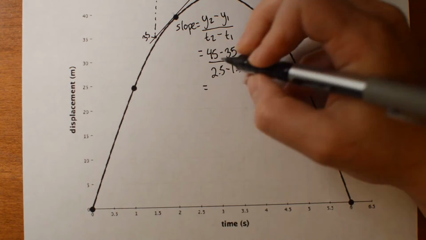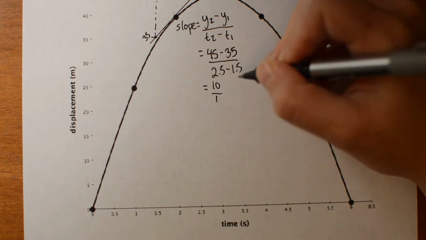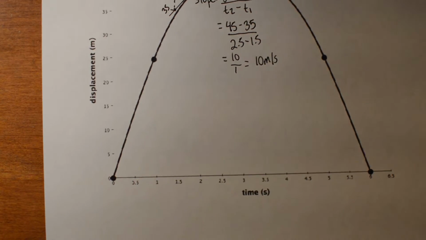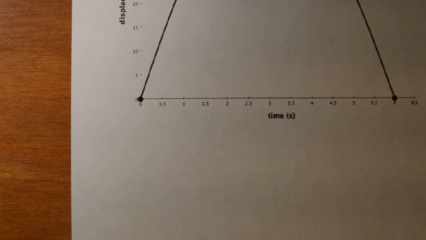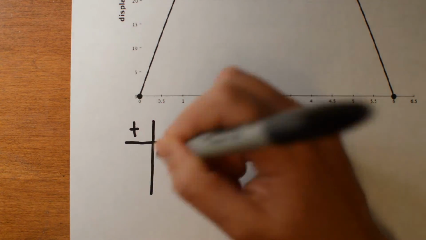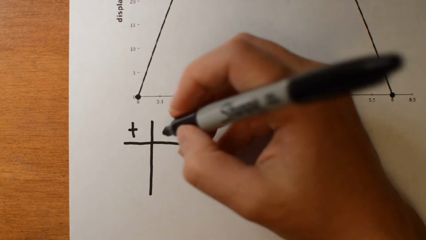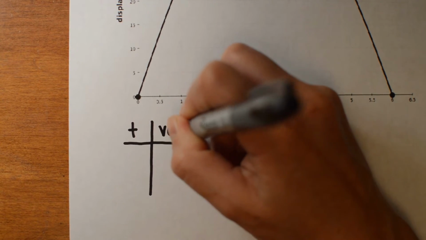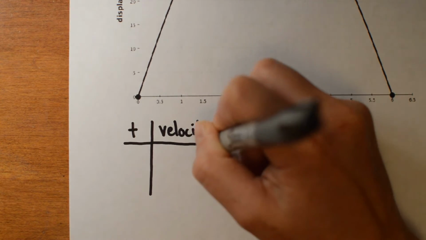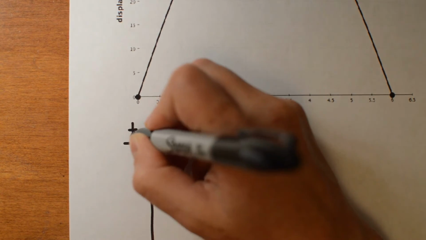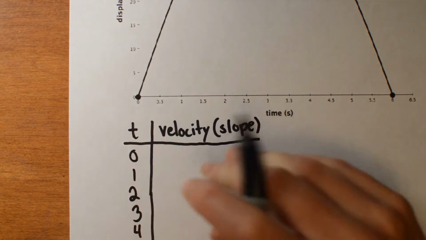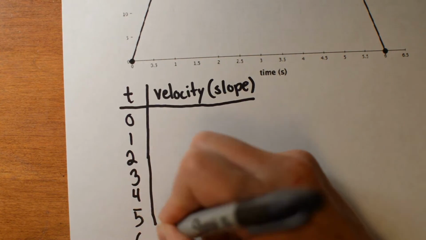Here we are. Okay, so 45 minus 35, that's 10. 2.5 minus 1.5, that's 1. So my slope is 10 meters per second at 2 seconds. What I want to do is make a velocity time graph. So that means I'm going to need to know the times. That's going to be my horizontal axis, and my vertical axis is going to be not displacement anymore, but velocity, which is the slope, right? So that's what I'm going to make a little chart of here for each of the times that are on this graph. So I'll have 0, 1, 2, 3, 4, 5, and 6.